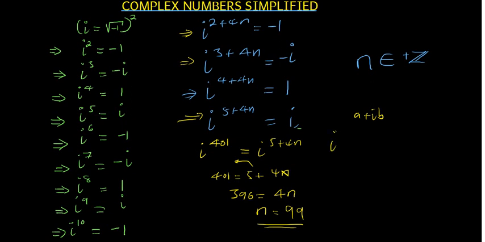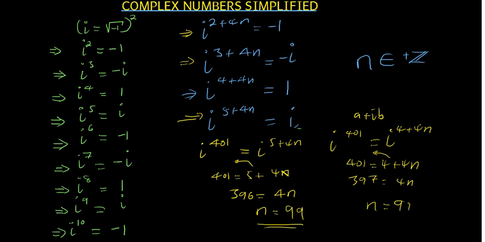You say i to the power 401 is equal to, let's say i to the power 4 plus 4n. We equate the powers. That is 401 is equal to 4 plus 4n. So we take this to the other side, 401 minus 4, and that will give us 397. And that is going to be equal to 4n. To remain with n, we divide 397 by 4. That will give us 99.25. Now 99.25 is not an integer.